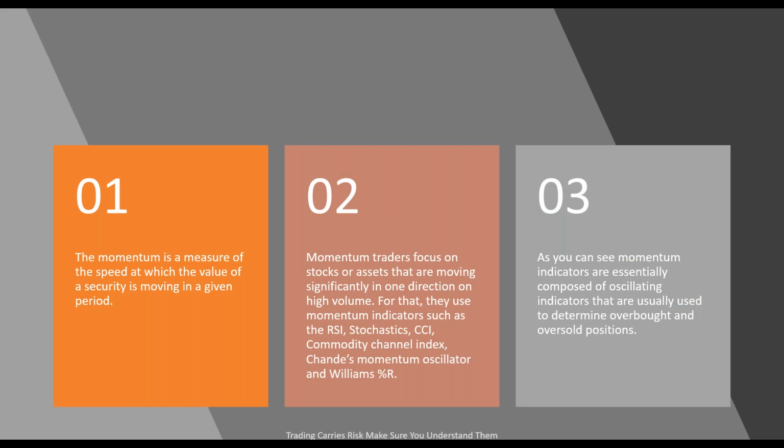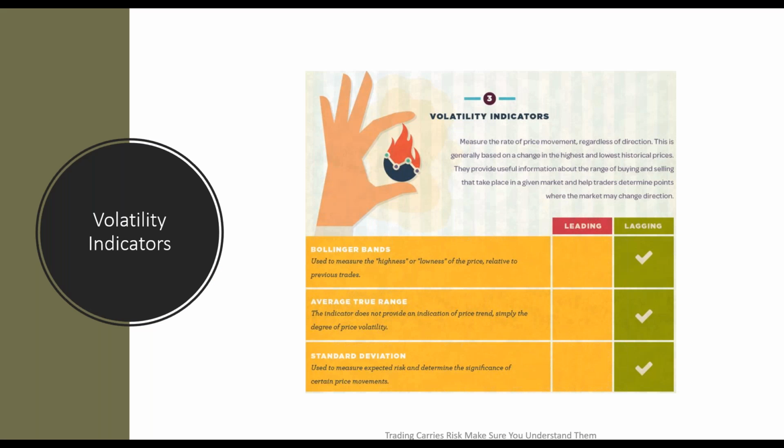So then momentum is a measure of the speed at which the value of a security is moving in a given period of time. Momentum traders focus on stocks or assets that are moving significantly in one direction on high volume. So as you can see, momentum indicators are especially composed of oscillating indicators that are usually used to determine overbought and oversold positions. Most of them are bounded oscillators, but not all.